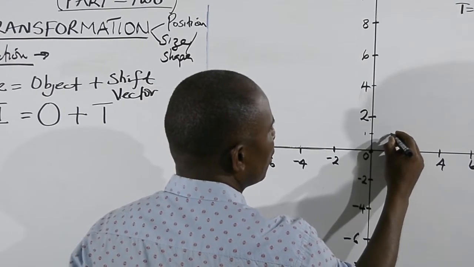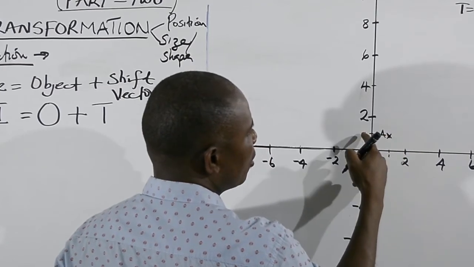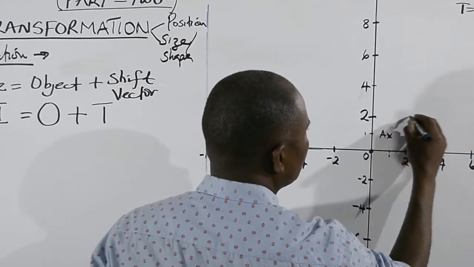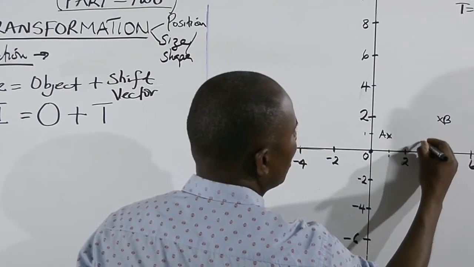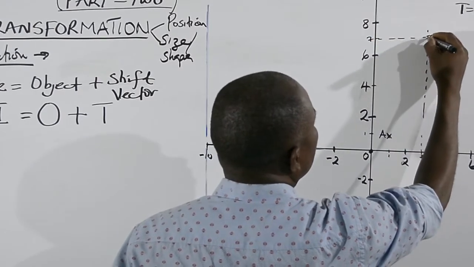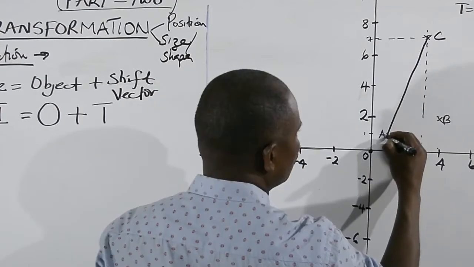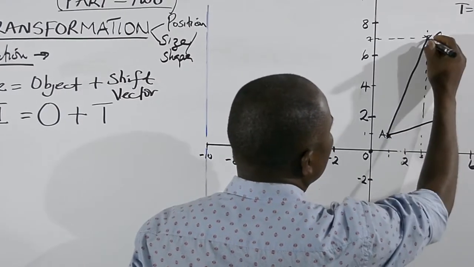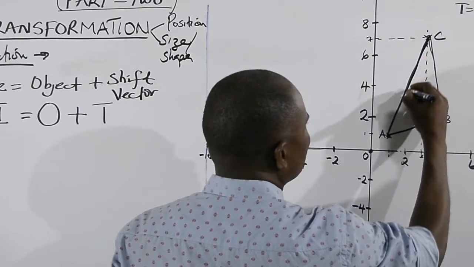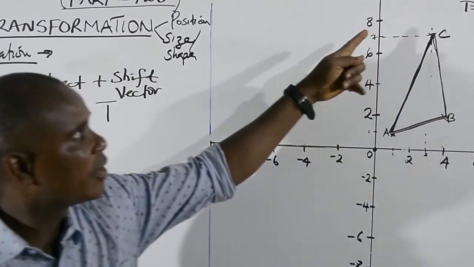This is A, the vertex A, and the coordinate is (1, 1). Then we have B as (4, 2), and this is C, (3, 7). You use your own ruler. I'm just trying to be fast here, that's why I'm using freehand. So let's say that's the triangle. I've just given you the triangle.